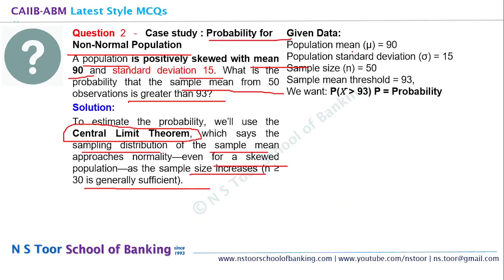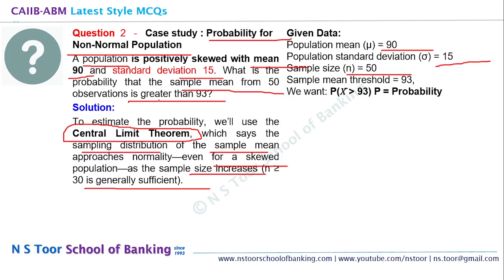That is, we call it as mu. What is mu? It is 90. Population mean is 90. It is given in the question itself. Population standard deviation, how much is it? It is 15. That is sigma. Sample size is 50. N is equal to 50.